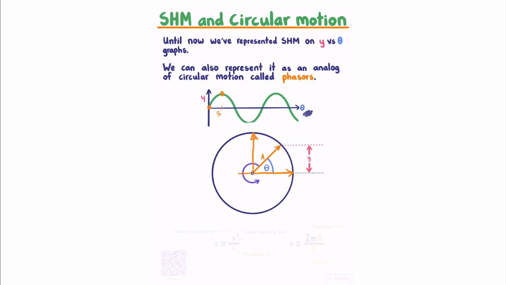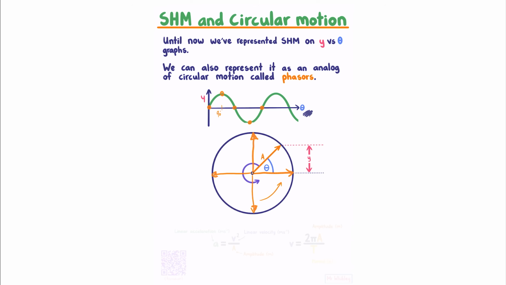Rotating further, we get to 180 degrees, represented right here, where you might note that our displacement is once more 0. Rotating further around to 270 degrees, we are now located right here, and rotating another 90 degrees gets us back to where we started, and we've performed a full rotation.